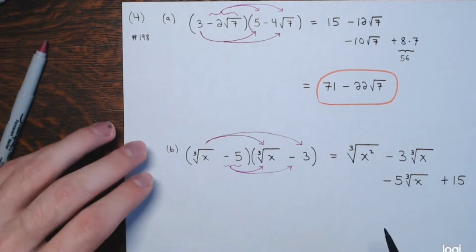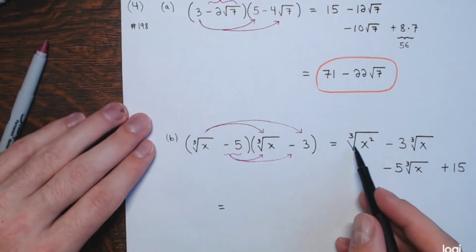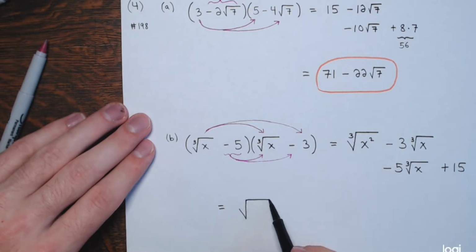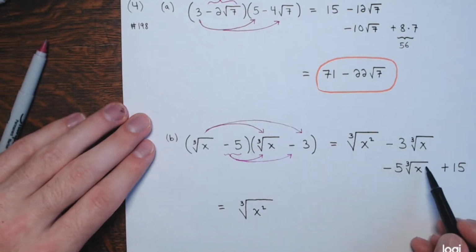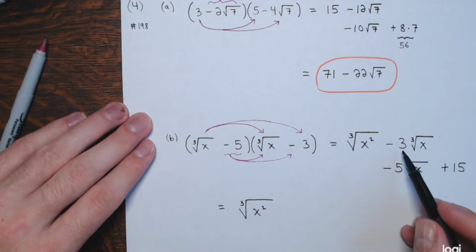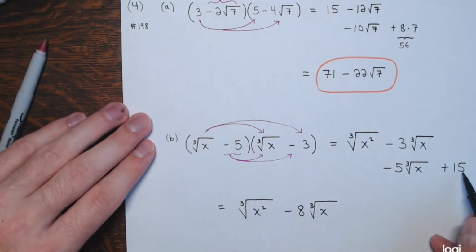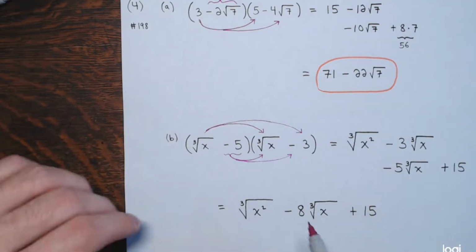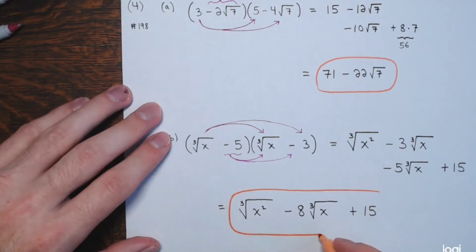And then I combine any like radical terms or like terms. Cube root of x squared doesn't simplify, so that's going to be as is, right? Just the cube root of x squared. These two terms are like, they have the like radical cube root of x. So I combine their coefficients, that'll be minus 8 times the cube root of x. And then you have plus 15. That doesn't go with any other term. So this ends up being the cube root of x squared minus 8 times the cube root of x plus 15.